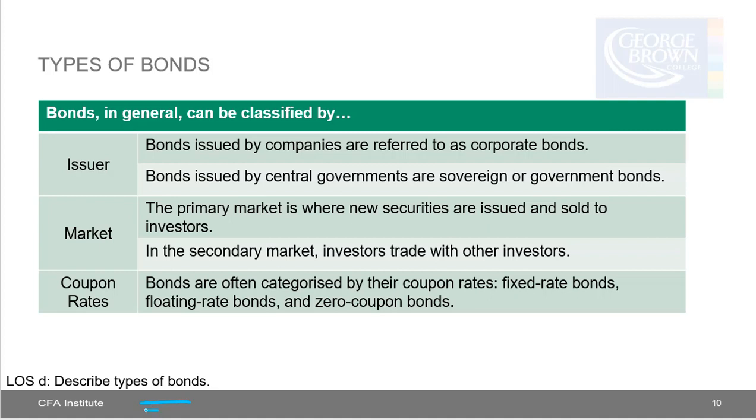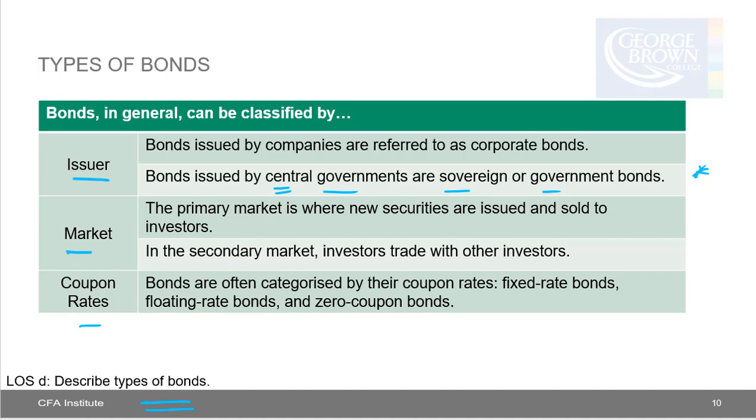Learning outcome statement D is describe types of bonds. So bonds in general can be classified by issuer type, by the type of market that they trade in, and by the coupon rate. So looking here at issuer, bonds can be issued by companies, and they're referred to as corporate bonds. Bonds issued by central governments are sovereign or government bonds. So it's important to understand that governments like municipal governments or provinces can also issue bonds, but when we're talking about sovereign bonds, they're the bonds that are issued by the central governments, okay?